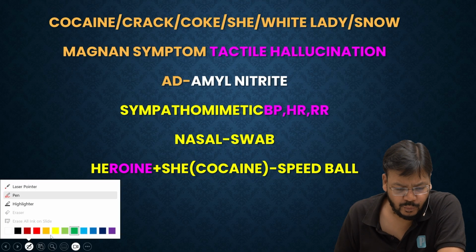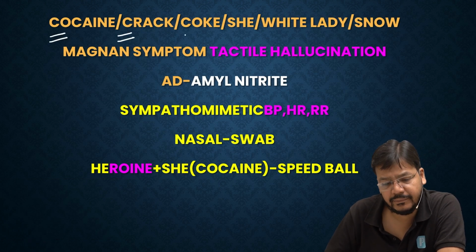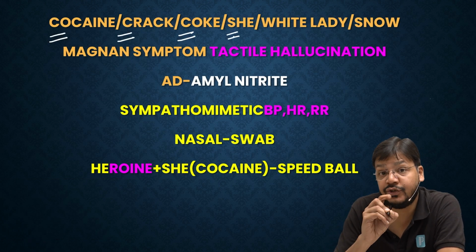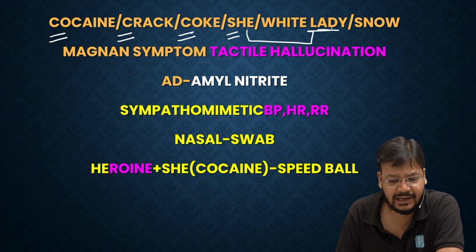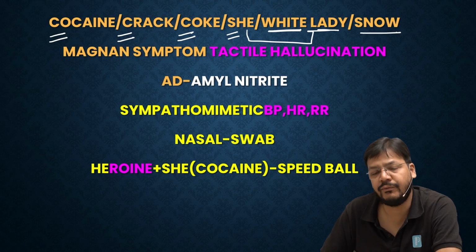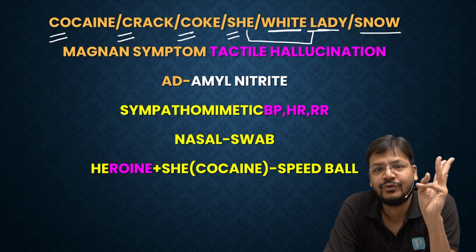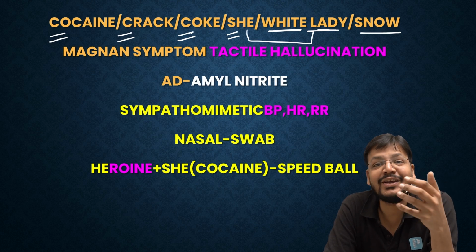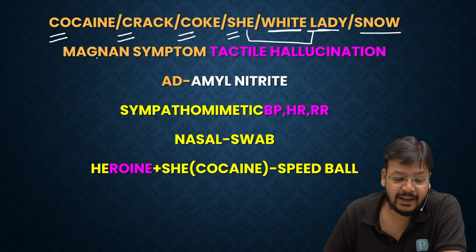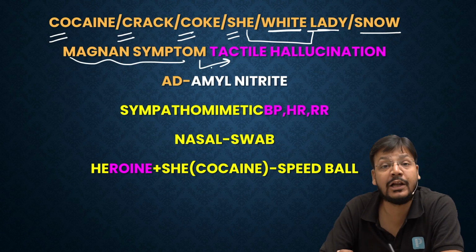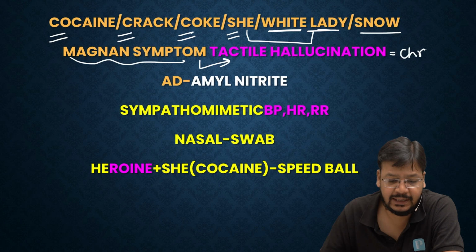Sir, cocaine. What are the other names of cocaine? C cocaine, C crack, C coke, C she. If I am using the word she, lady, white lady, and if I'm using the word white, it will be snow. There is a Magnan symptom of tactile hallucination in chronic cocaine poisoning, not in acute.